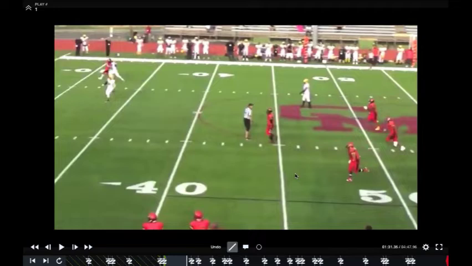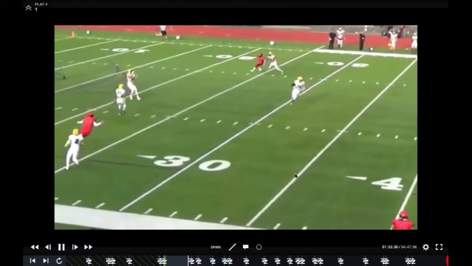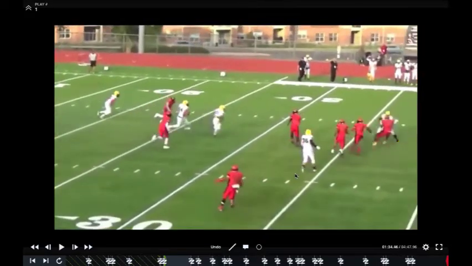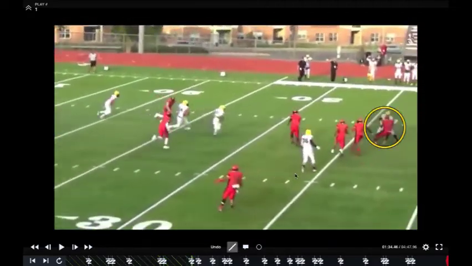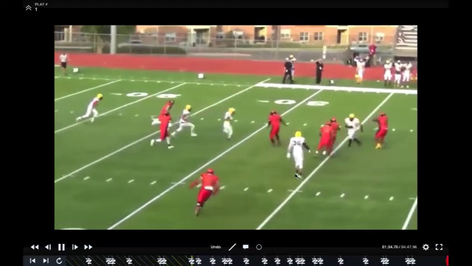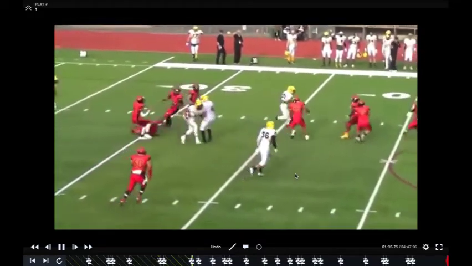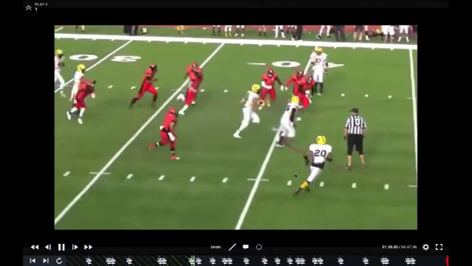But right now the rule is what it is, and as long as the hit is below the shoulder, the head or neck area, and it's not forcible contact to the head or neck area on a defenseless player, then these are not fouls. Right there, you see, he just sticks his shoulder out, blocks him, knocks him out of the way, and then goes on.